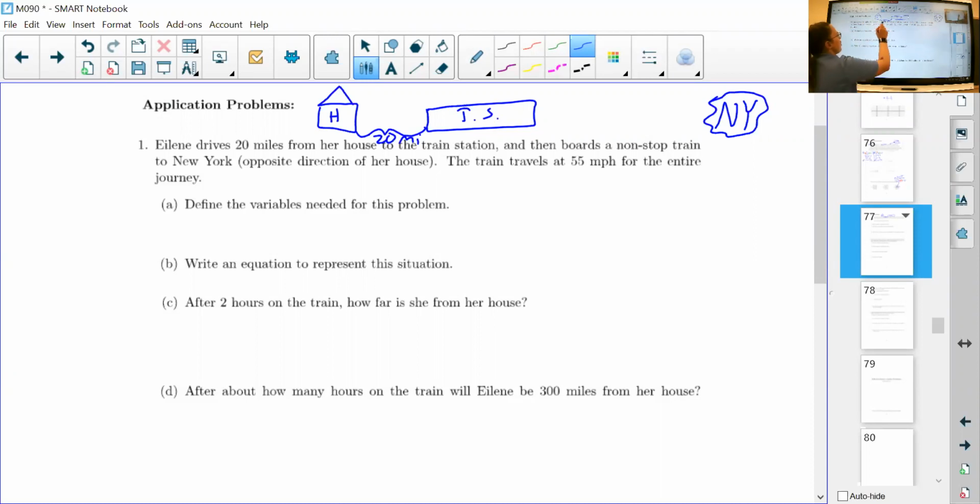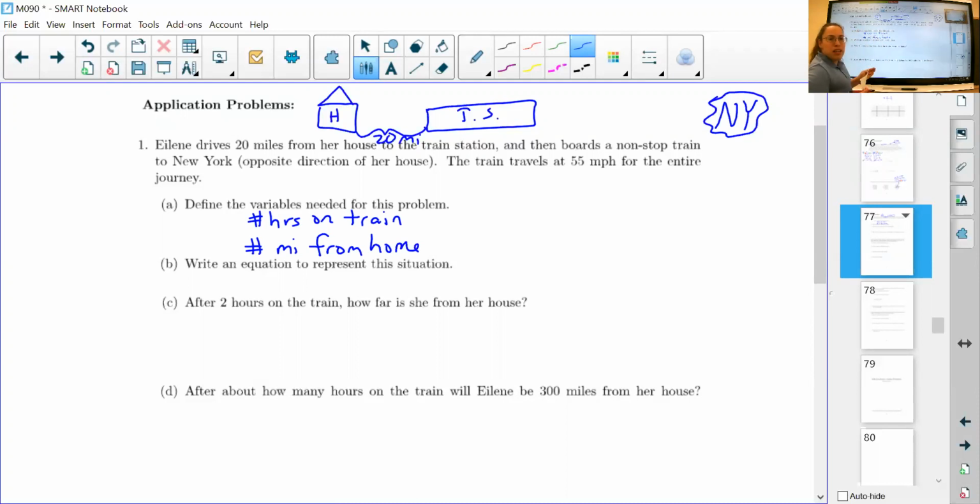So the distance between here and New York is a constant. I don't know what it is, but it's just some number, not a variable. So my variables could be the number of hours on the train and the number of miles from home. Number of miles is MI, otherwise it looks like meters. Okay, let's make these variables.